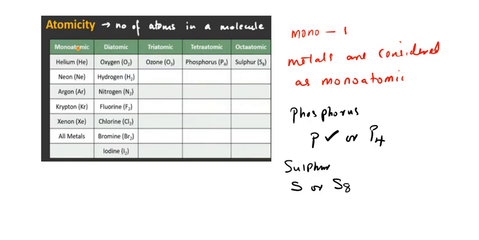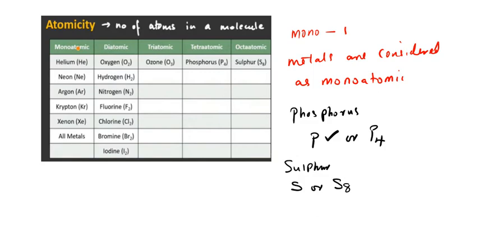Many gases have atomicity greater than 1, but all noble gases are monatomic in nature. You have seen helium, neon. They are noble gases, and they have atomicity 1. Remember that atomicity is different from valency.